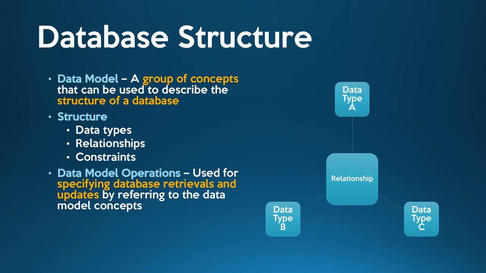Then we move on to the database structure. We create data models for our databases, and these are a group of concepts that are used to describe the whole structure of the database. There are different parts to this structure. There are 3 of them: data types, relationships, and constraints. Okay? We'll be going over each one of these in the following slides. Data model: there are different operations you can do in a data model, and they're used to specify certain retrievals and updates that you want to make to the data model.